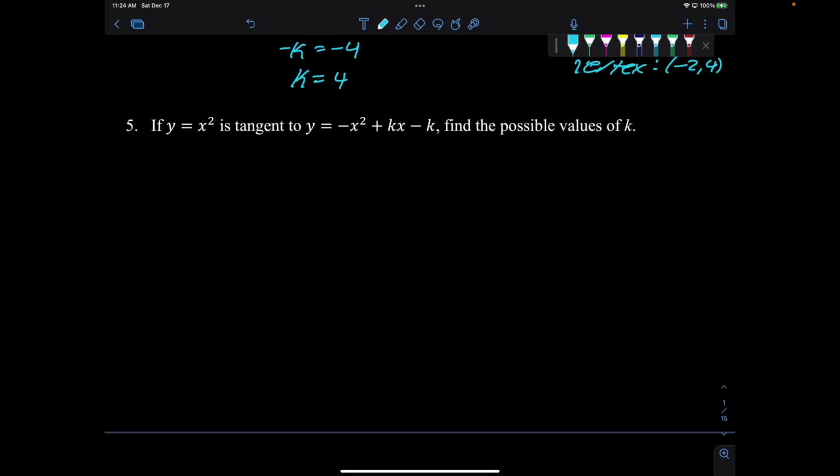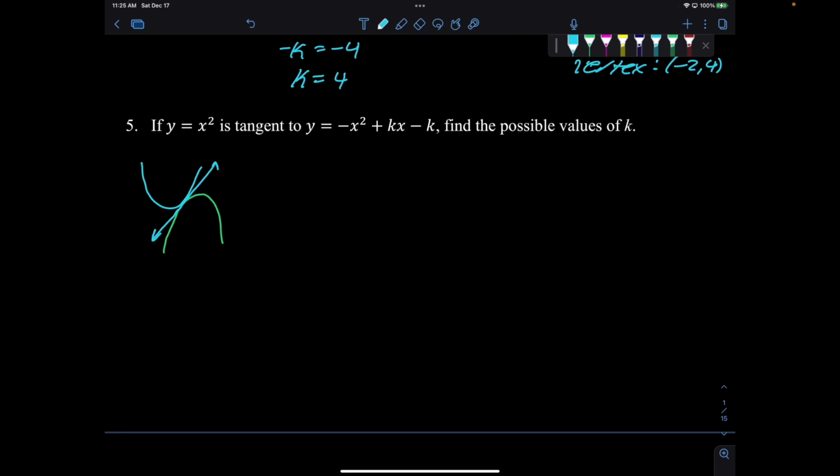So if y equals x squared is tangent to y equals negative x squared plus kx minus k, find the possible values of k. All right, so they're tangent to each other, which means they must intersect. I don't really know this type of situation. If they're tangent, they must have the same slope at the point of tangency. So I'm going to set them equal to each other, and also I'm going to set their derivatives equal to each other, and I think that's what I need to do.